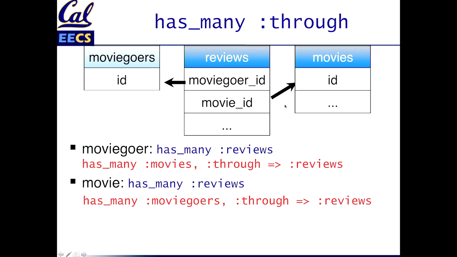So I can also traverse it in the other direction, right? And what this logically means is, given a movie, I can figure out what all are the set of reviews that belong to it. So in the reviews table, for which ones is it the case that movie ID matches the primary key of that movie. And then for each of those reviews, I can grab its moviegoer ID and look up who wrote it. So I can traverse the association in both directions, right?